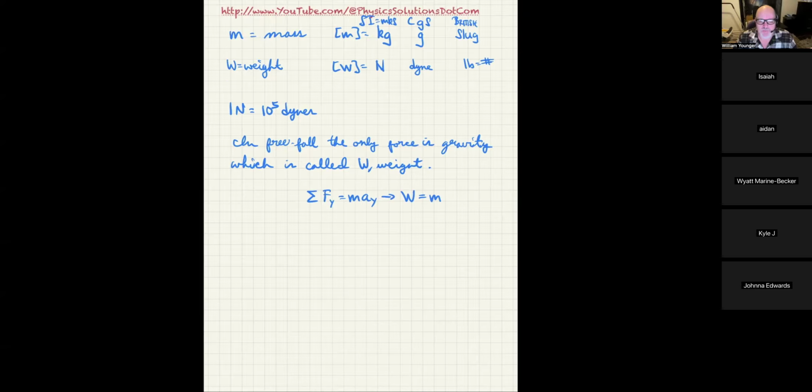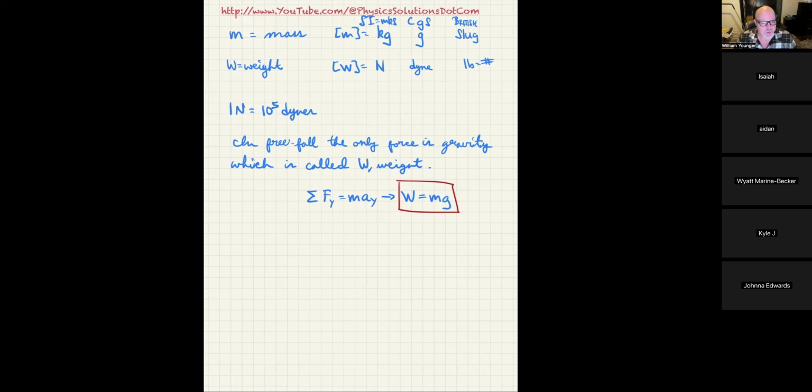Does anyone know what the acceleration of a free falling object is or what the symbol we use for that is? Is it g? g. And in fact, just like that, we now have the formula for the weight of an object. Weight is equal to mass times gravitational acceleration.